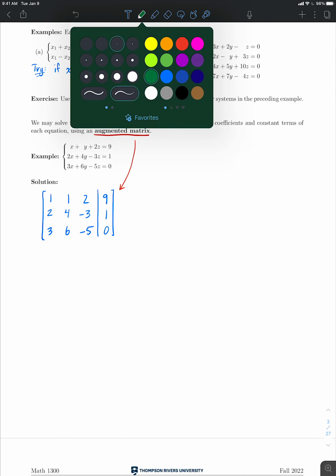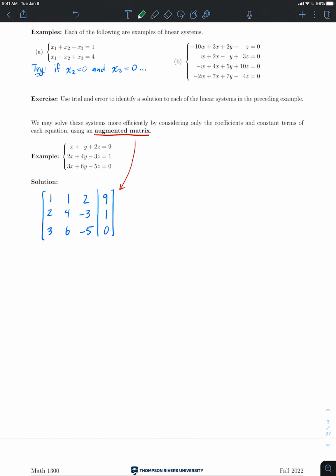Okay, so enough talking about it. Let's just actually do it. What I'm going to do is something that is referred to as a row operation. I'm going to take row 2 and change it. I'm actually going to subtract row 1 from row 2, and not only that, I'm going to do it twice.